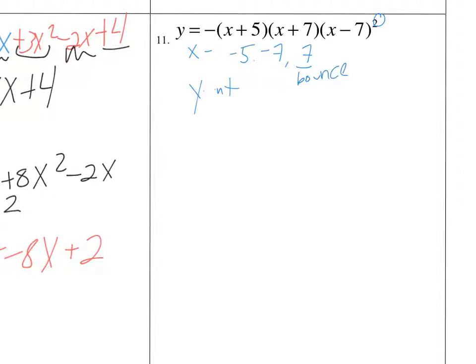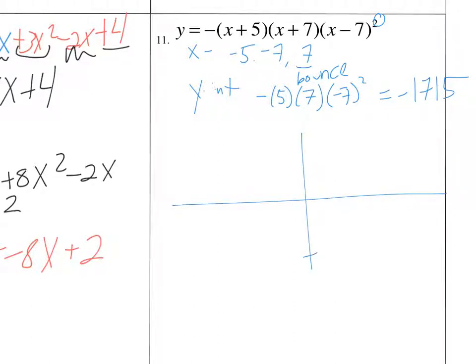Y-intercept, if I plug in 0, I've got negative 4 out front, 5, 7, negative 7 squared. Ooh, nice big number. Okay, so we got negative 5. 7 to the third is going to be 343. So it's negative 1,500 plus another 200. So negative 1,700, and that's going to be plus another 15. So we're looking at negative 1,715. Someone can tell me if I did that math wrong at some point. All right, so negative 1715.